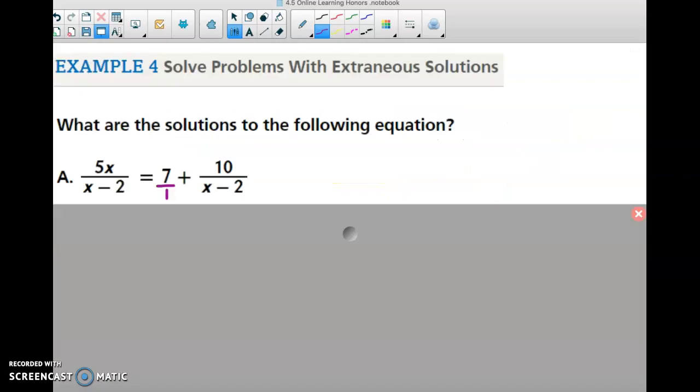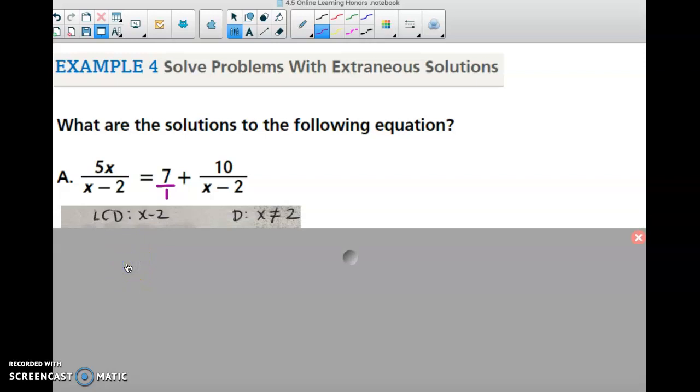Okay, so I look at this. My denominators are already in simplest form, so I don't have to factor all my denominators. I could just look at it and know my least common denominator is x minus 2. While I do that, remember, I also want to think about my domain for those extraneous solutions that may come up. So my least common denominator is x minus 2. My domain is x cannot be 2.